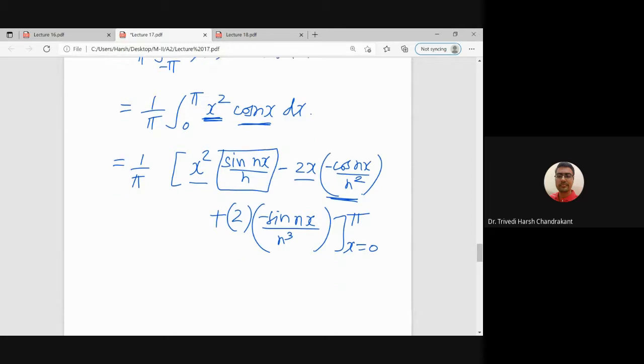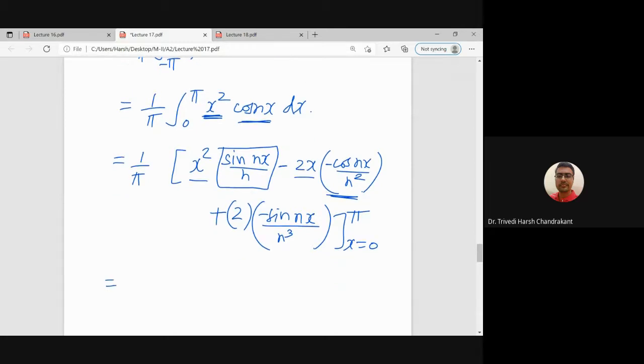So you may have seen this formula earlier also. Let us substitute the limit now. If we substitute x equals 0, then the sine terms will be 0, and we know that cos 0 is 1, right? On the other hand, if we substitute pi, then also the sine terms will be 0, so only the cosine term will remain in that case, and we know that cos n pi will be minus 1 power n, right?